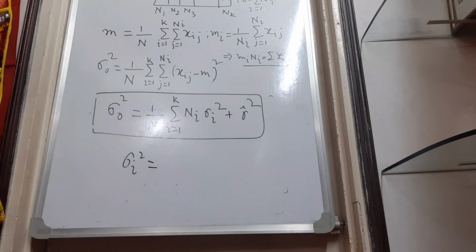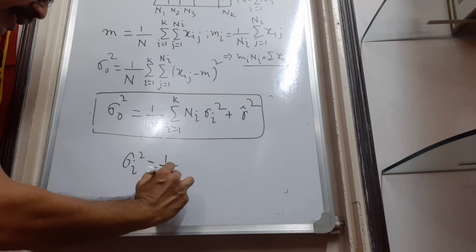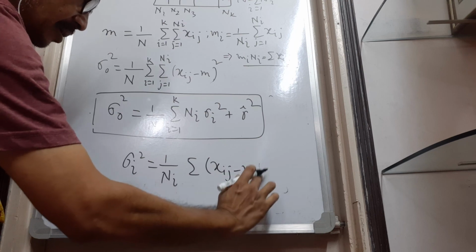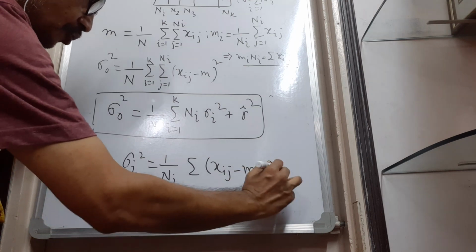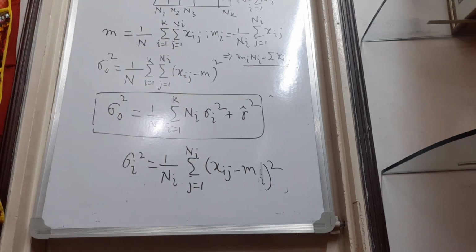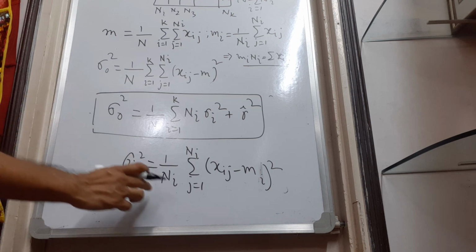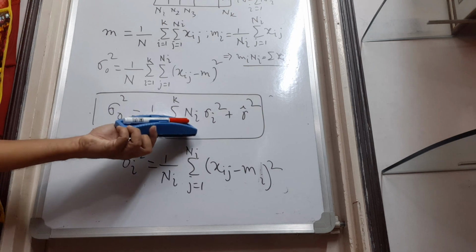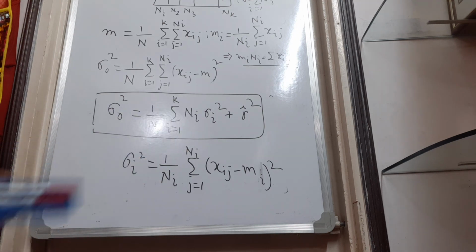What is sigma_i square? Sigma_i square is the variance of the ith stratum, and this is written as 1 by n_i summation of (x_ij minus M_i) whole square, j is summed up from 1 to n_i. Okay. So, we can easily see that this is nothing but the weighted average of the variance within the strata and the variance between the strata.